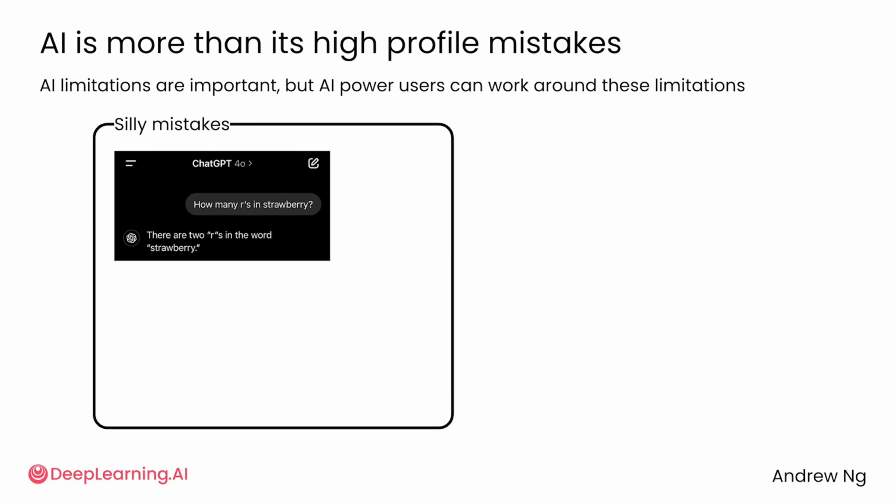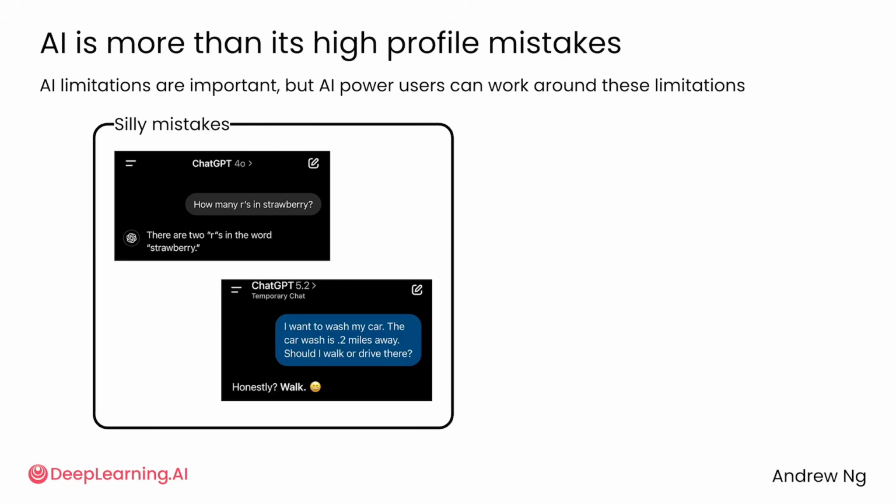There's a well-publicized one where people asked it how many R's are there in the word strawberry, and it thinks there are 2 R's. And here's one that I found amusing. I want to wash my car. Should I walk or drive there? And AI says, walk, which would leave you there without your car to wash. But these viral examples are not representative of AI capabilities.